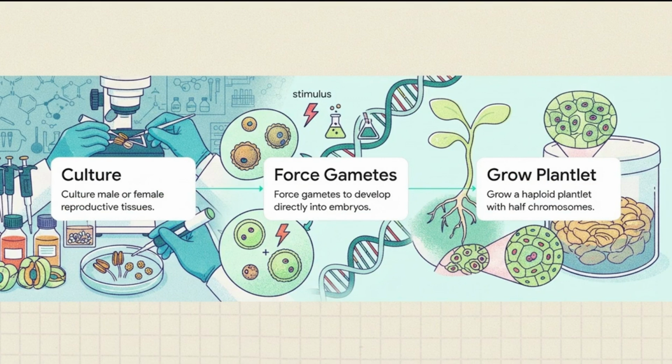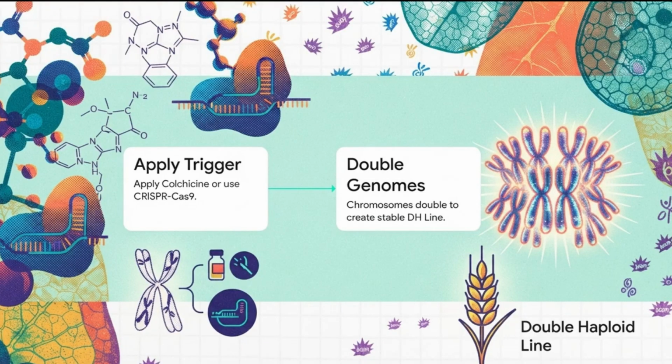Now, pulling off that incredible shortcut does require some serious high-tech lab control. In the first phase, scientists take reproductive tissues, like anthers, for example, and plate them in a culture. By essentially tricking these gametes, they force them to develop directly into embryos. This leaves us with a fragile, intermediate haploid plantlet that only has half of its normal chromosomes. Then, in phase 2, we take that delicate little plantlet and deliberately double those chromosomes. By triggering this doubling with colchicine or even highly precise CRISPR-Cas9 techniques, that half set of chromosomes perfectly duplicates itself. It instantly locks in absolute genetic purity, and boom, we have our stable double haploid line.